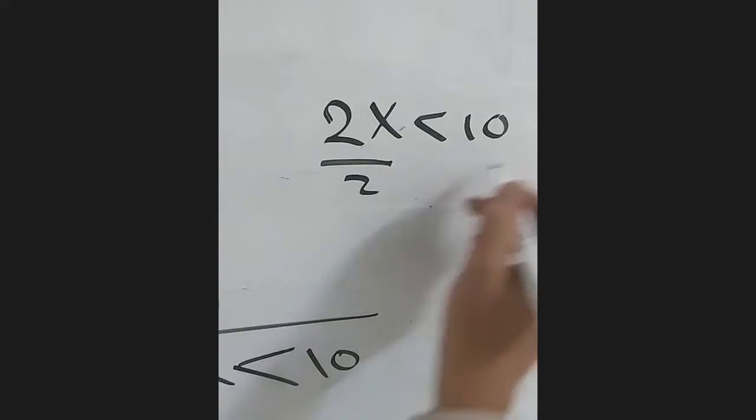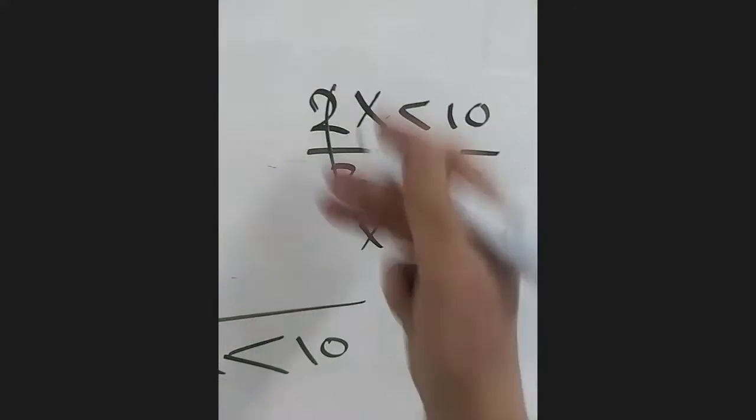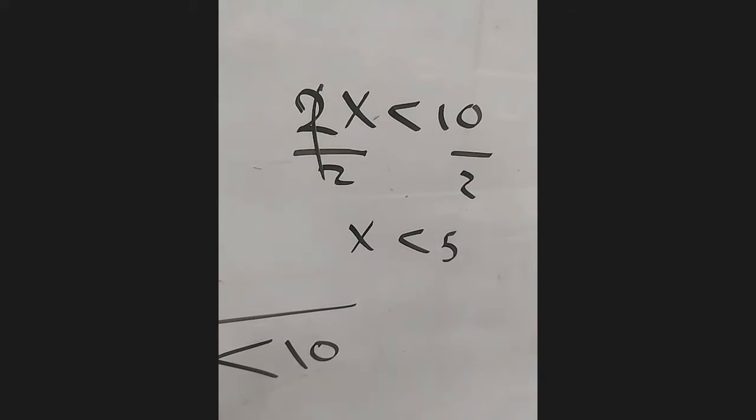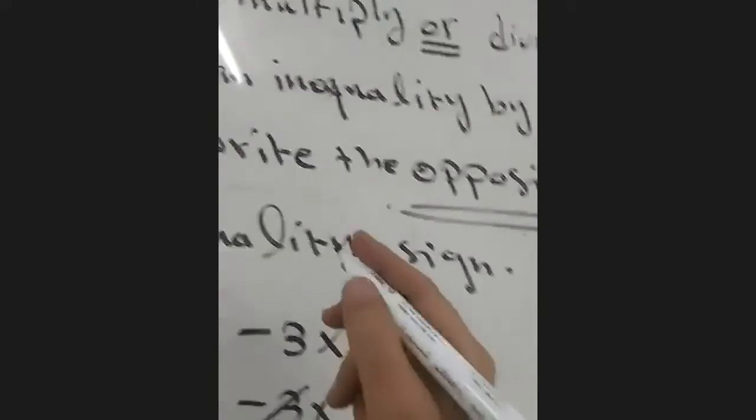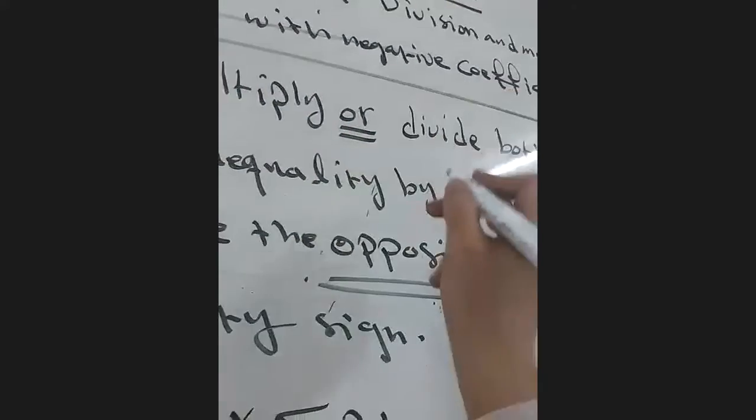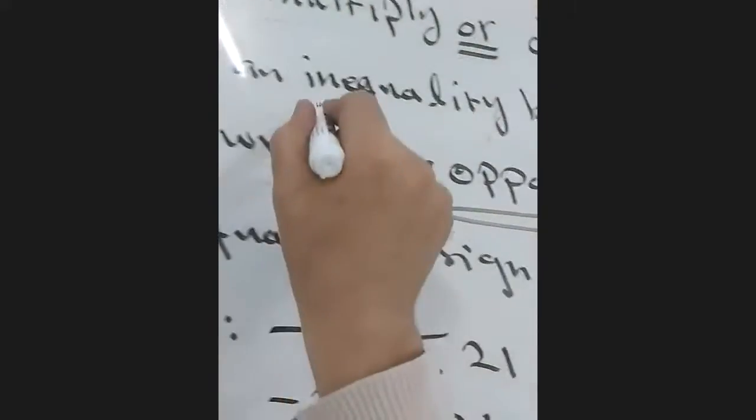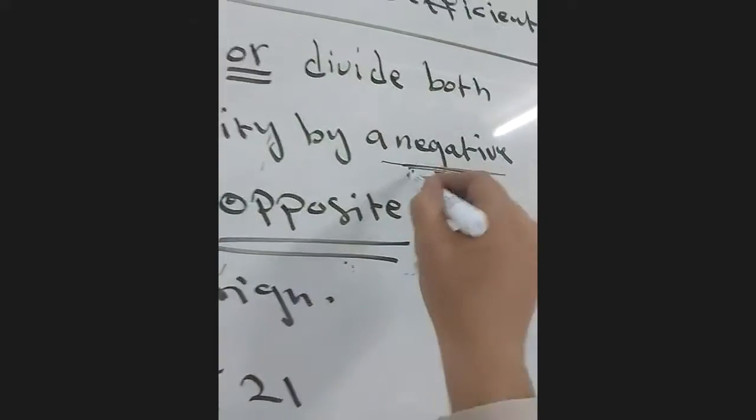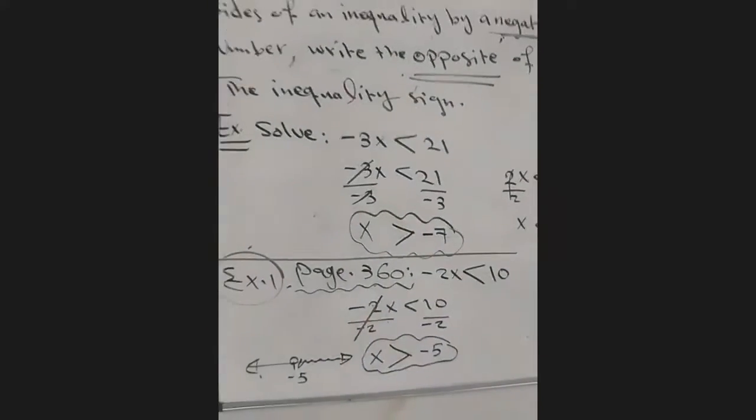When we divide by 2, do not switch; it's still less than. We don't do anything, okay? Don't forget that. When we switch, guys, be careful. We switch if we multiply or divide both sides, not one side, of an inequality by a negative number. In this case, we switch, like we did in these two examples. This is example 1, page 360.